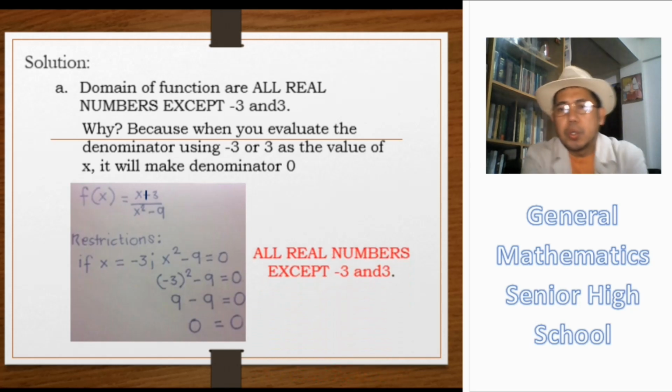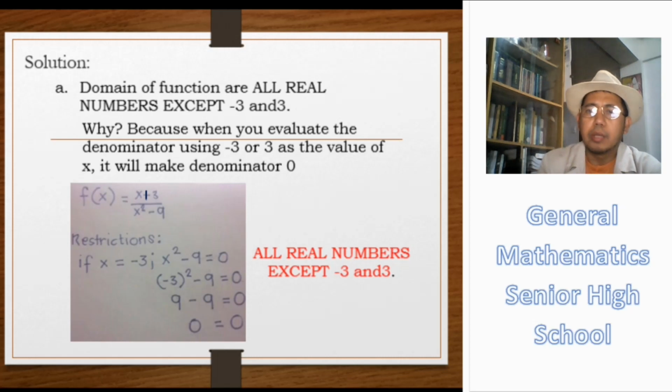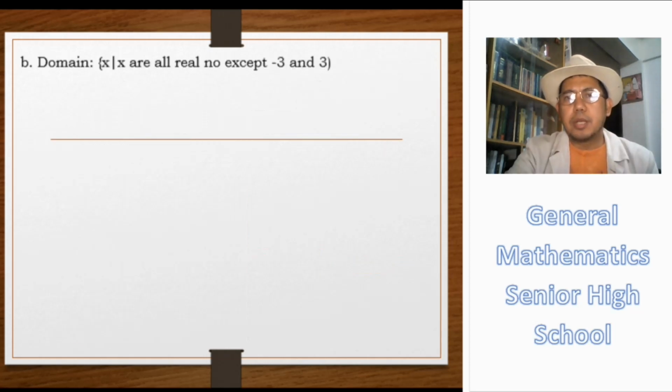So that is just to say that the domain of the rational function are all real numbers except -3 and +3. So the domain of the rational function we have is that x are all real numbers except -3 and +3.